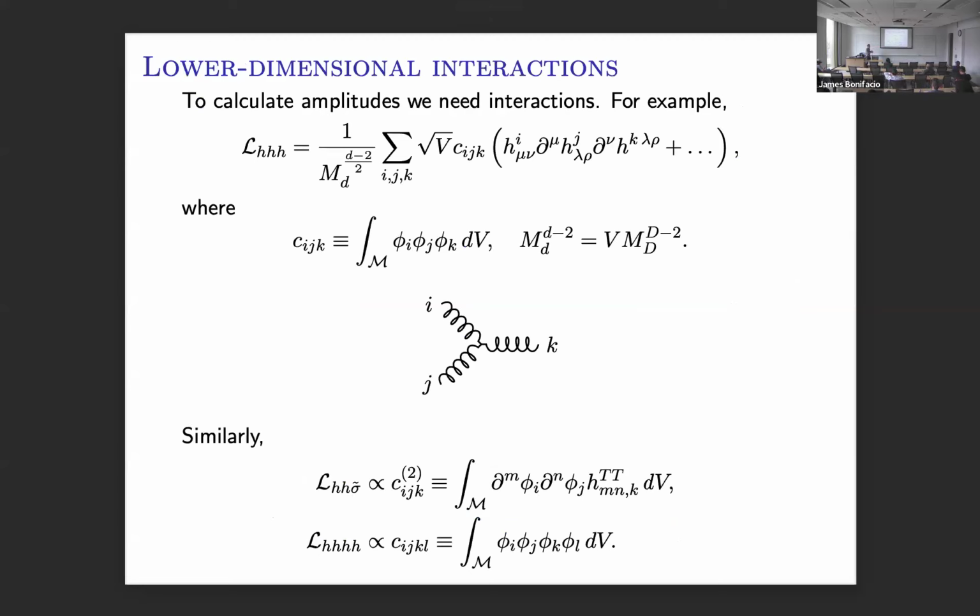So that was the spectrum, which is just the free part of the theory. But to compute amplitudes, I need the interactions. For example, I can get the cubic interactions by just looking at the cubic part of the higher-dimensional Einstein-Hilbert Lagrangian, plugging in my decomposition, and I end up with some terms which have the following form. There's an infinite number of these massive spin 2 modes, and they a priori can all interact with each other. Their interactions are determined by these C_ijk, which are coupling constants determined by the geometry as the integral of the product of the three corresponding eigenfunctions. So really it's C_ijk times the square root of the volume. This sets the scale of the interaction in units of the lower dimensional Planck scale.